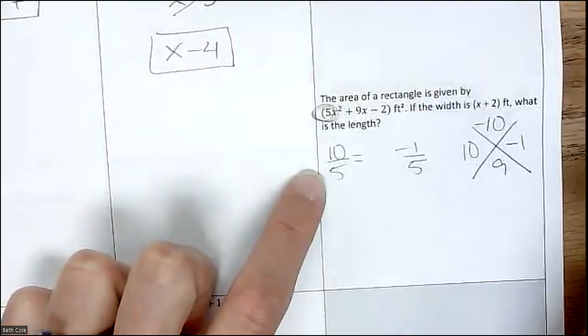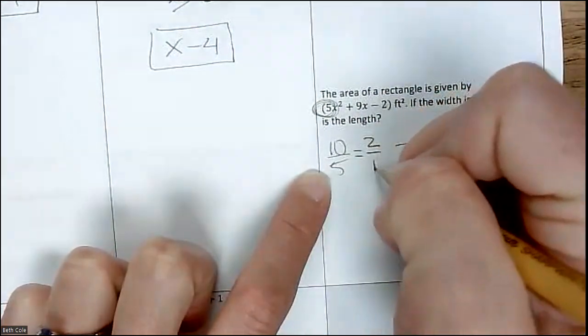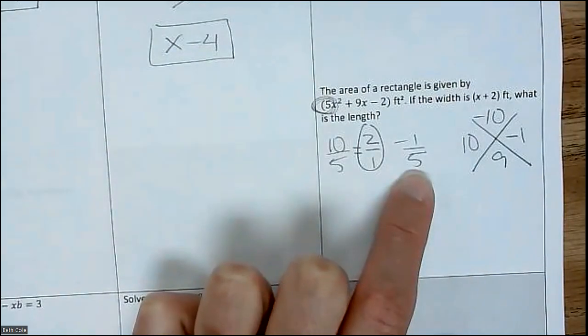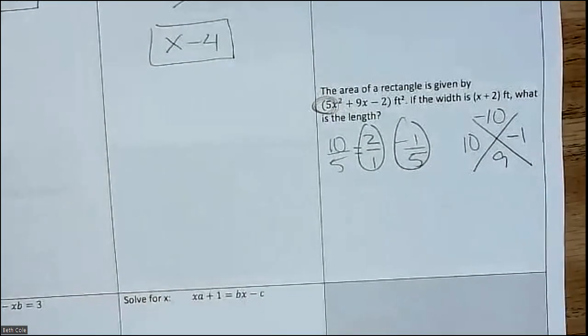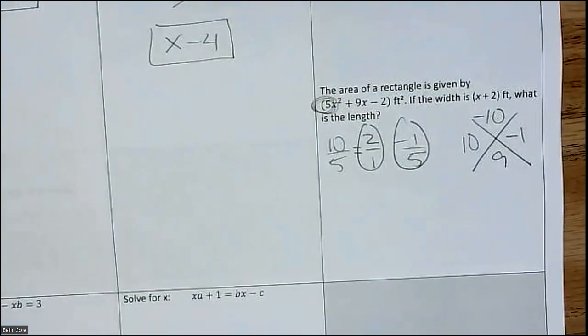So how does this reduce? 2 over 1. How does this reduce? It doesn't. Good. Trick question. I can't even trick you guys.